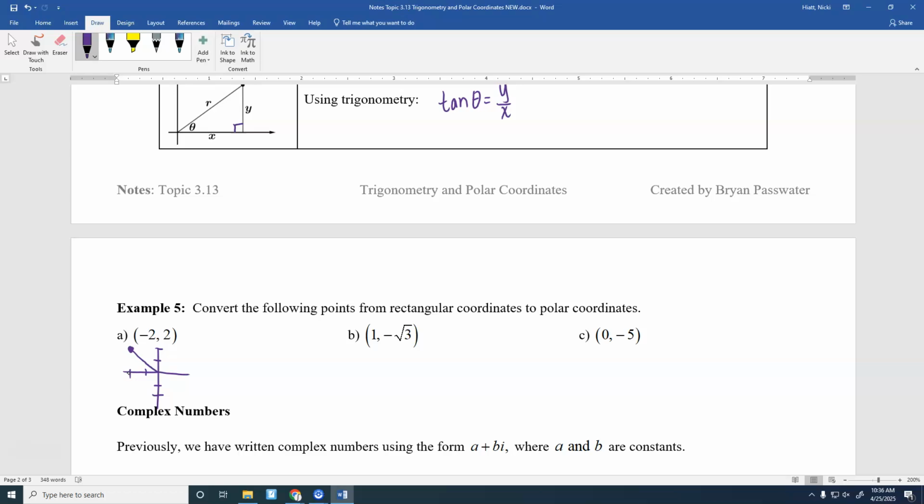And then you're thinking about this right here being your angle. And you're thinking about this right here being your radius. Now, sometimes kids get their triangles a little messed up. You need to drop a line down from your point to make that a right triangle. So this side right here is negative 2. This side right here is positive 2.